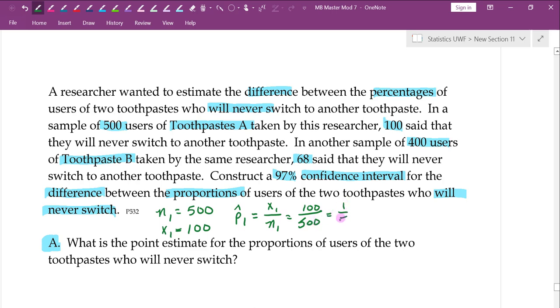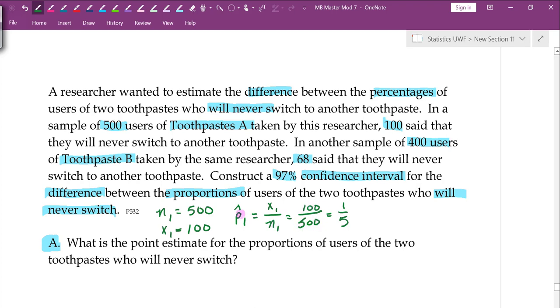Okay, so that's how I get P sub hat 1, the proportion of users that will never switch and are going to be brand loyal to toothpaste A. And it's going to be how many people said they will never switch? 100 people said they would never switch. How many people did we interview? 500 people we interviewed. So that ratio gives us P hat 1.